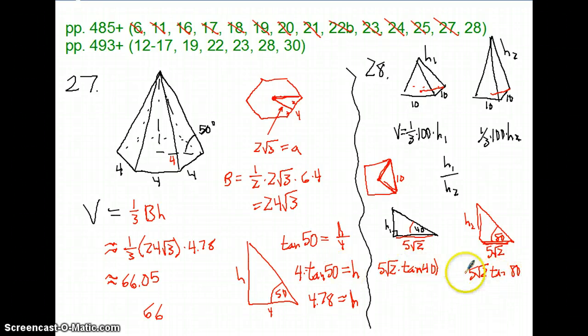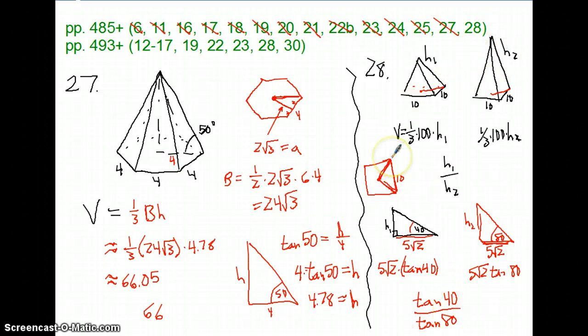Well, we're finding ratios here. If I take 5 square root 2 tan 40 over 5 square root 2 tan 80, the 5 square root 2's are going to cancel, and all I really care about then is the ratio of tan 40 to tan 80. That's kind of a cool little problem. That's the ratio of heights, and so the ratio of volumes.